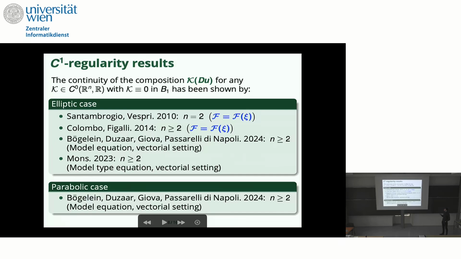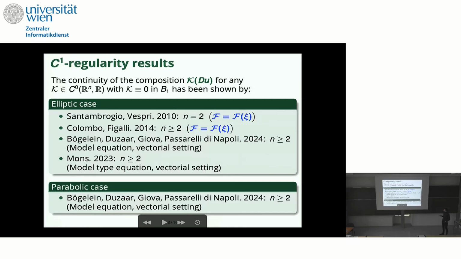this setting. So the composition K of Du has been shown to be continuous by a number of authors. In the elliptic case, this was started by Sant'Ambrogio and Vespri, as the former speaker already explained, and this was done for the planar case, n equal to 2, and by Colombo and Figalli generalized for arbitrary space dimension. They considered a similar general setting, but the function f only was allowed to depend on the gradient, not on x. But okay, still a nice result, of course.